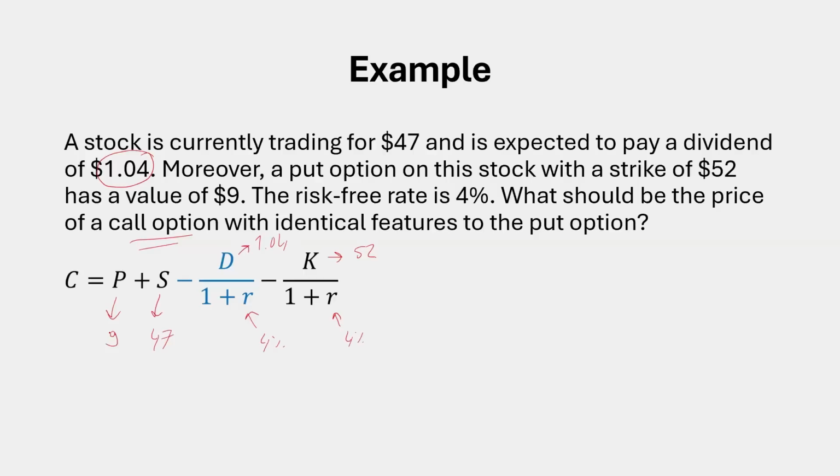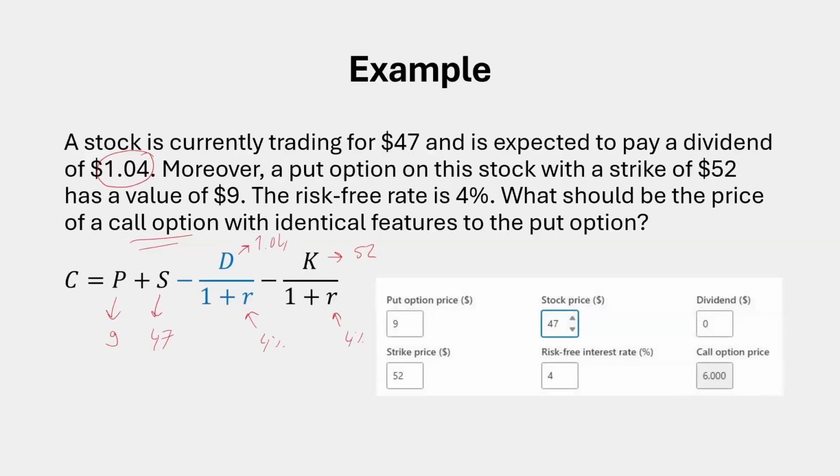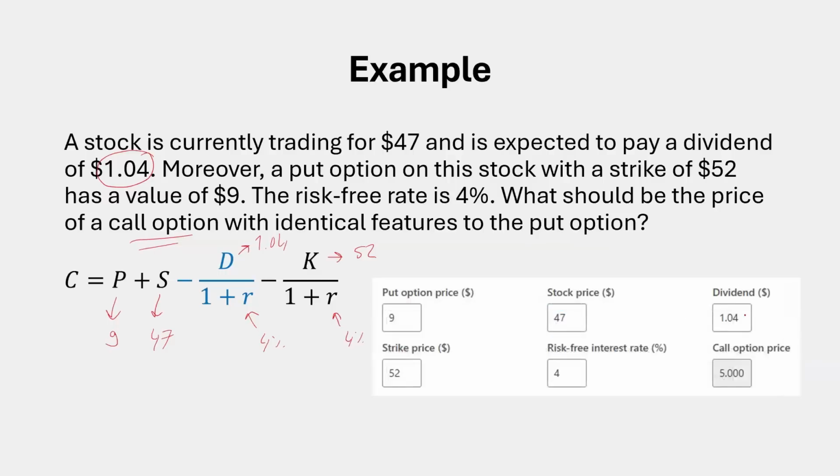and the put option price is still $9. Again, we can use the same calculator. Originally we had 0 dividend, but now we will update it as a dividend of 1.04. And you can see that the call option price will drop from $6 to $5. So this is the new price when there is a dividend payment of 1.04.